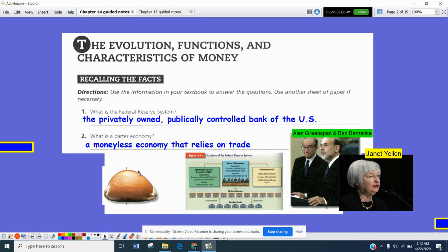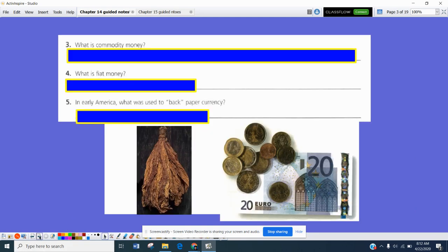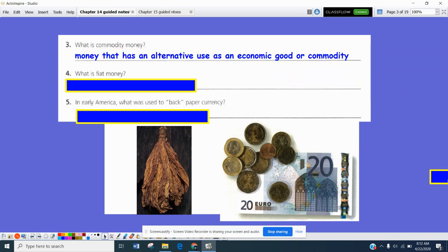You may have two people that have skills or talents or items that they might trade with one another to avoid having to do things like pay taxes and such. So this barter economy is still out there. It's still alive and with us. There is also the commodity money. Commodity money is basically using other things as an alternative to the money that we know today, like an economic good or a commodity.